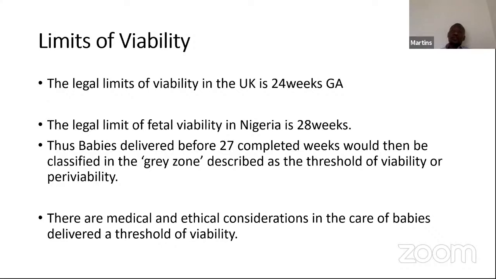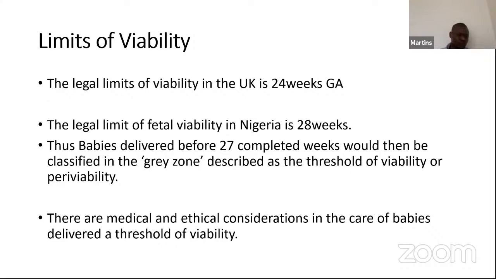For instance, they look at the resources available, the support for the baby postnatally, and the complications that may arise. So there are really medical and ethical considerations in the care of these babies. In Nigeria, it varies from institution to institution, and it's also based on the expertise and the resources available. For instance, if you have wealthy parents who want to spend every dime they have, they will want the doctor to do all he can.